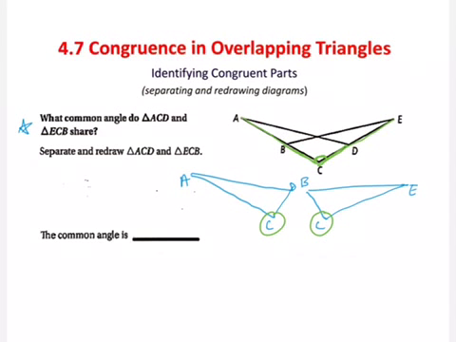Another way to do this would be to look at the names of the two triangles, ACD, ECB. Angle C is the common angle amongst the two. It's in both namings. So their common angle here is just angle C.